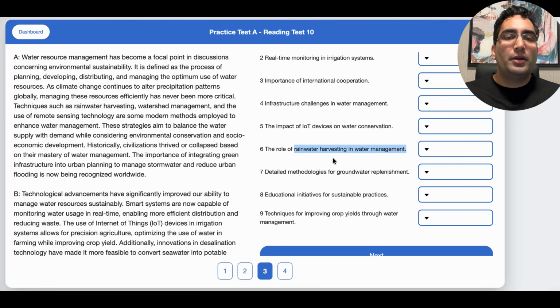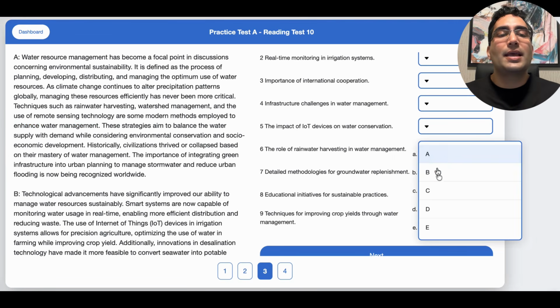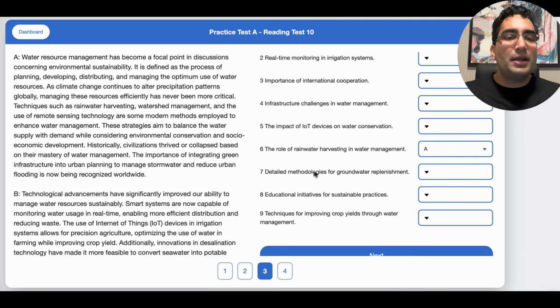Role of rainwater harvesting and water management. Let's make sure that is the concept mentioned here. Techniques such as rainwater harvesting, this and the use of this are some modern methods employed to enhance water management. Same thing as harvesting in water management. That's where it's being used. The answer is A. Coming back to this, was this term mentioned, groundwater replenishment?